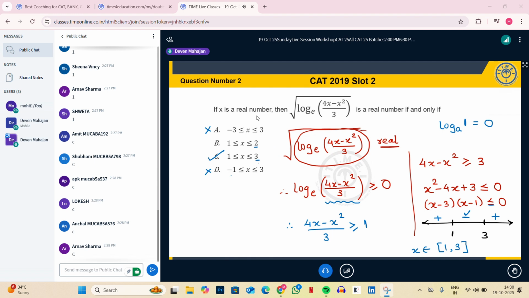So take x as 3 and test. If it works, option C is the answer. If it doesn't, then option B is the answer. So take x as 3 and check. When you take x as 3, the numerator is going to become 12 minus 9. 12 minus 9 हो जाता है 3, and 3 upon 3 से बन जाएगा 1. This term will become 1 when you take x as 3. And log 1 बनेगा 0, and root 0 is real. So वो चलेगा. So after checking the options, you will see C is the correct answer, B is not.